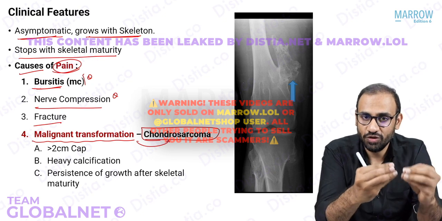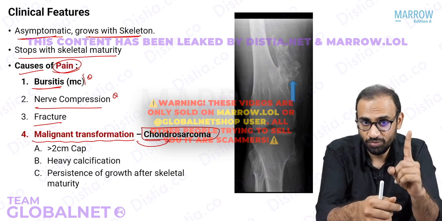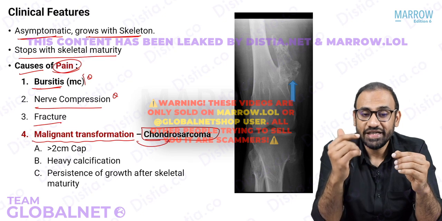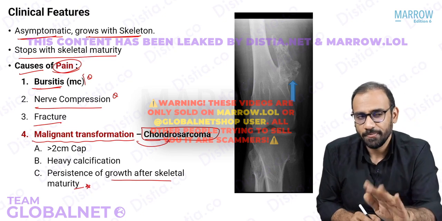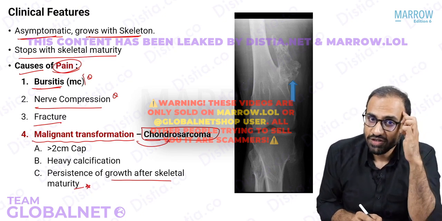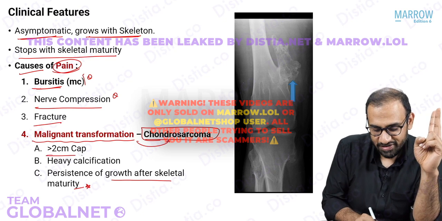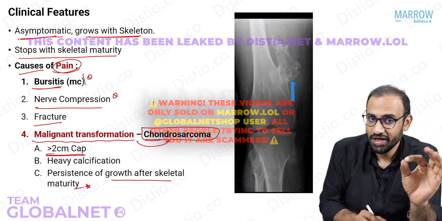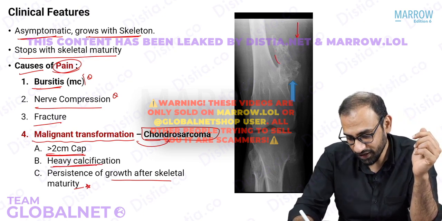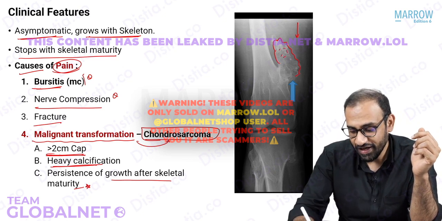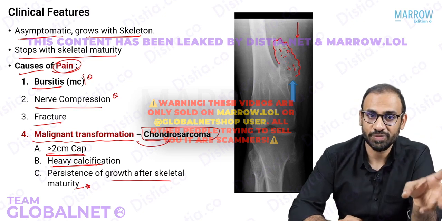Is that clear? Now, the next point I want you to know is what are the features that you will notice in a patient of osteochondroma whose benign osteochondroma has become malignant chondrosarcoma. The first and the most important is that it continues to grow even after skeletal maturity, because we have just discussed normally it should stop growing. If it continues to grow even after skeletal maturity, you should suspect that this benign osteochondroma has become malignant chondrosarcoma. Second, the cartilaginous cap now will be more than 2 centimeters and it will usually be heavily calcified, making it visible on X-ray. Look at this. Cartilaginous cap is more than 2 centimeters and it is heavily calcified on X-ray.